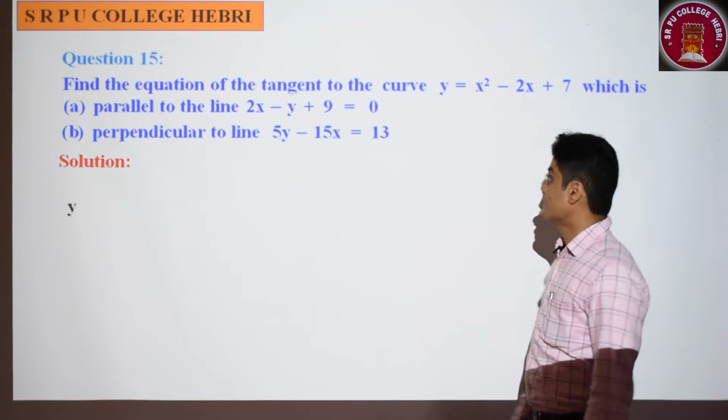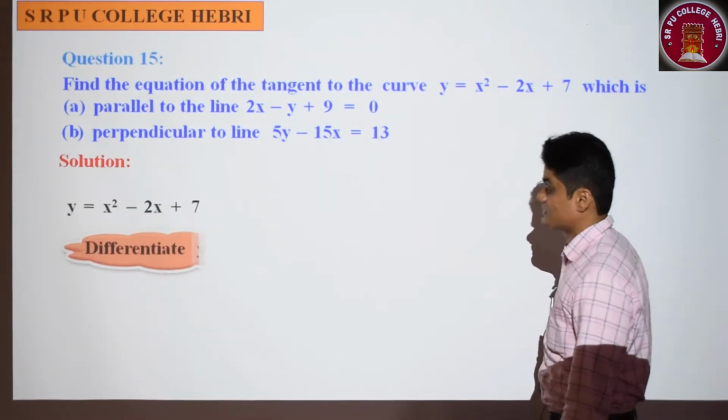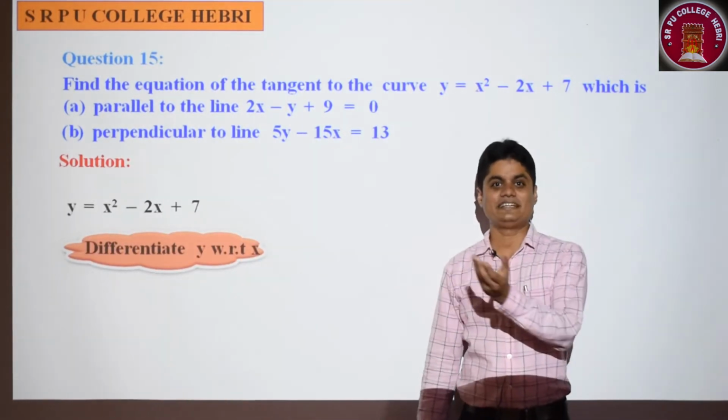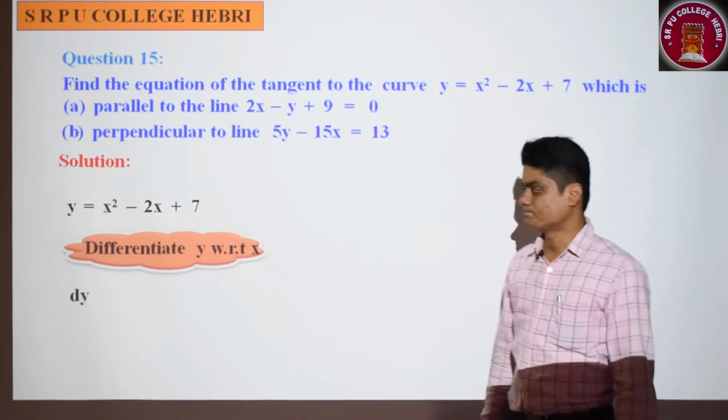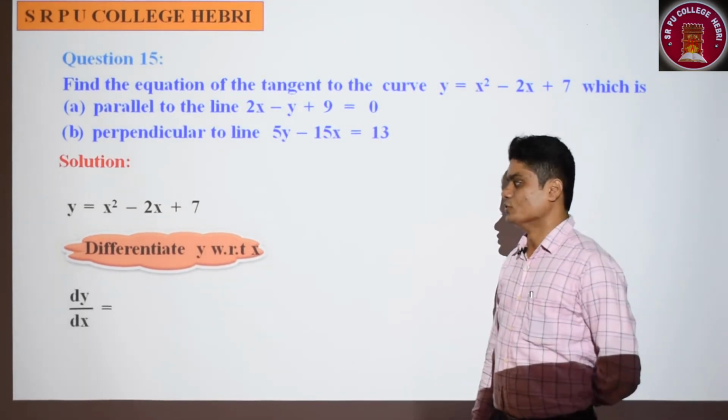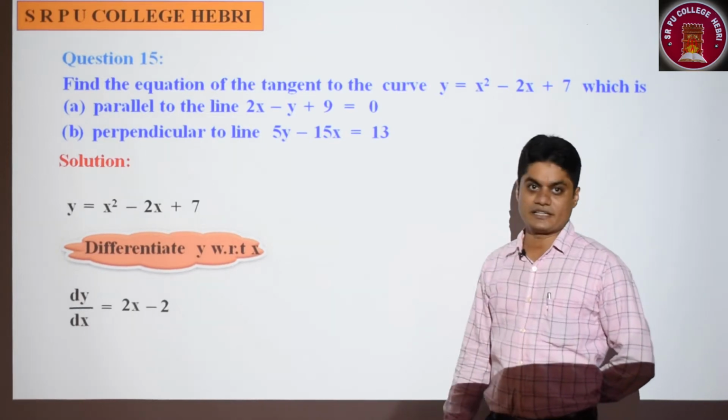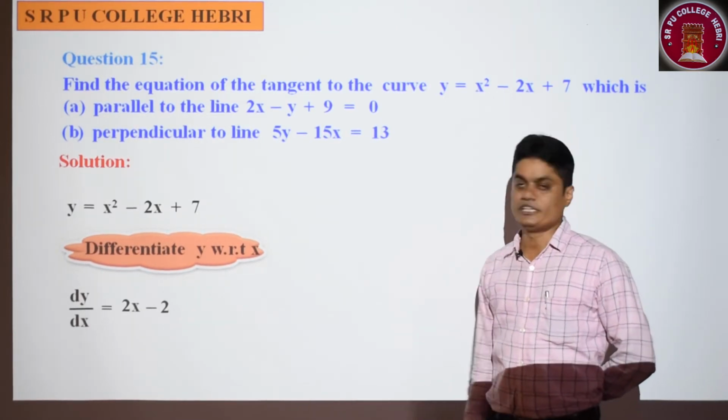So consider the function y is equal to x square minus 2x plus 7. You know this is very, very easy to differentiate. So what do we get on differentiation? dy by dx is equal to 2x minus 2. The derivative of the constant is 0. So only 2x minus 2.